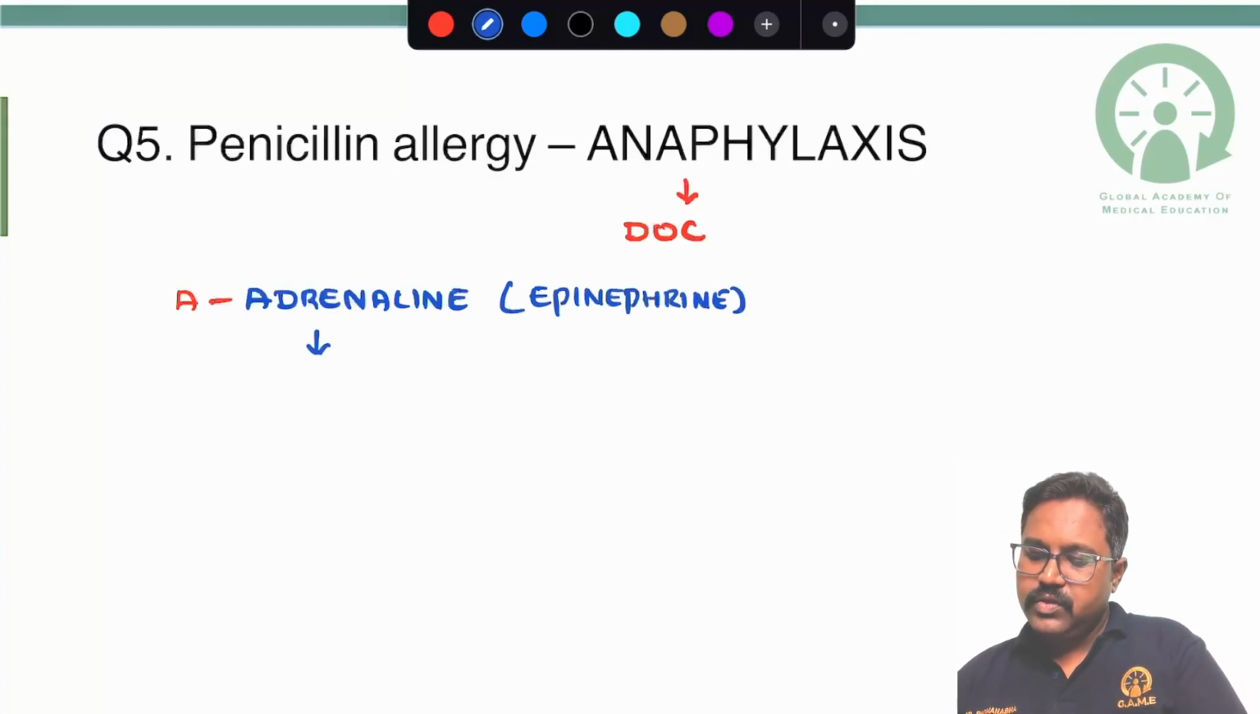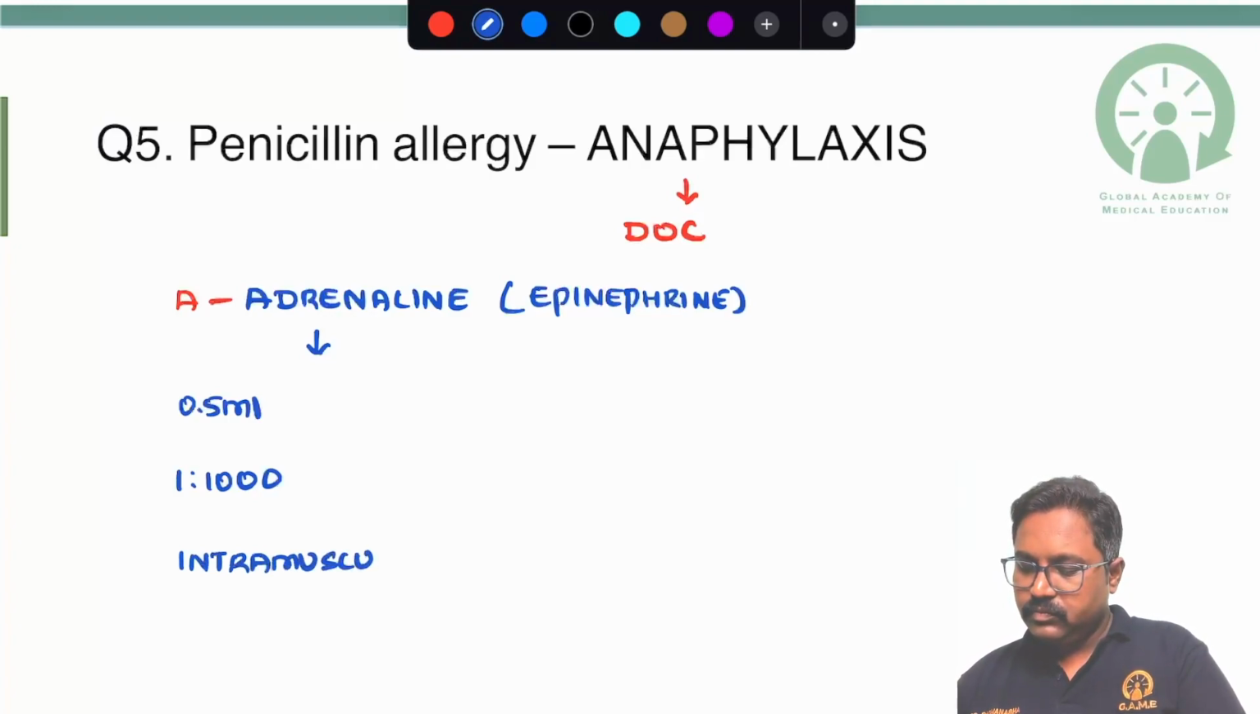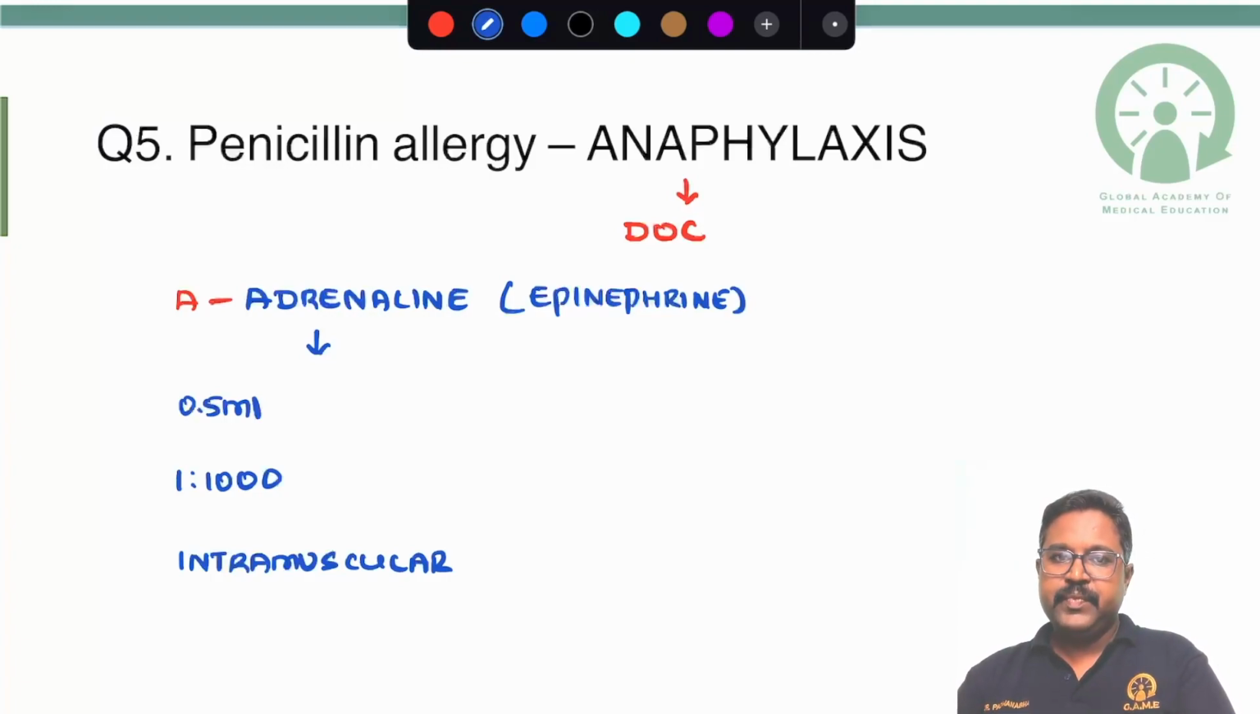What will be the dose? You will give 0.5 ml, and what will be the dilution? 1:1000. What will be the route? The route will be intramuscular injection. Apart from that, what are the other drugs you would like to give?